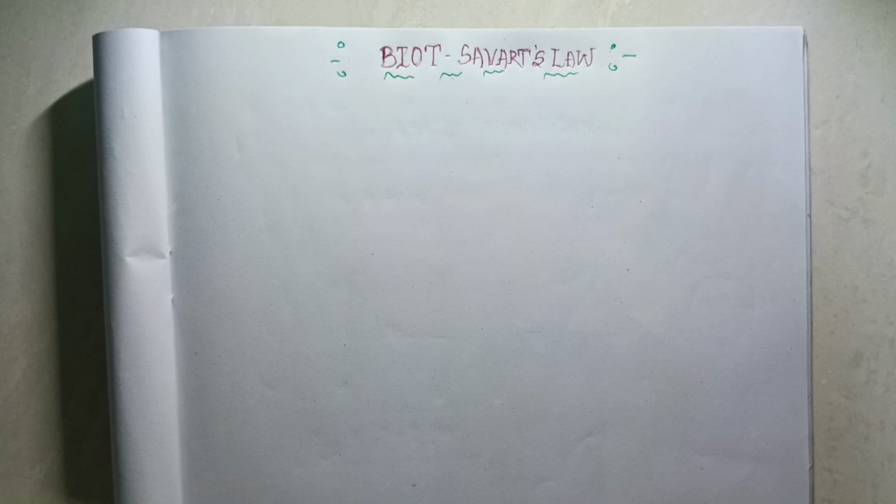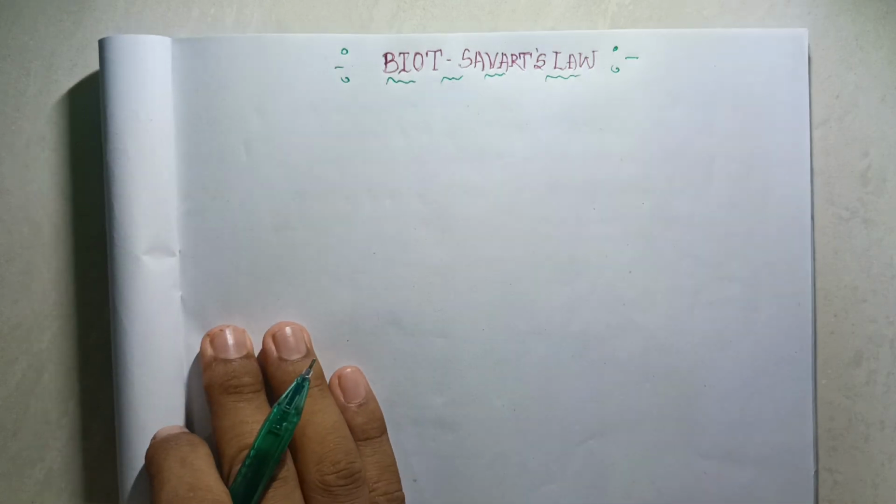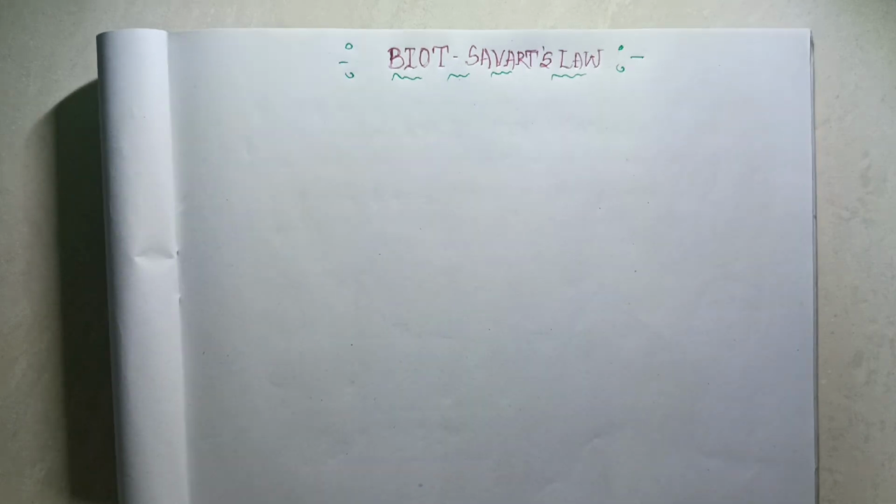This session is going to be very interesting because we are covering Biot-Savart law, which is very important for BSc and 12th physics students. So let's begin. Basically, this law is used to determine the magnetic field strength at any point due to a small current element, which is a part of a current carrying conductor.